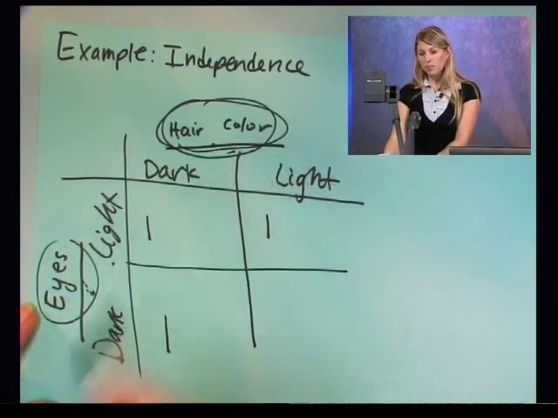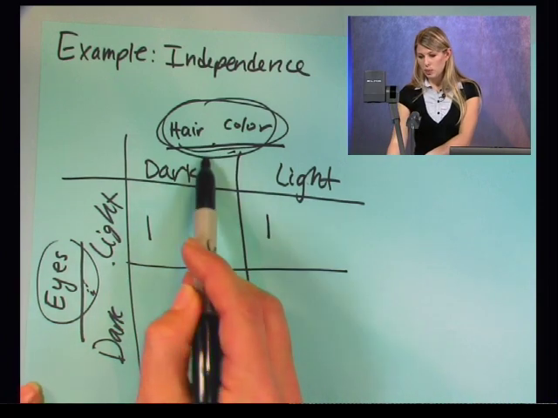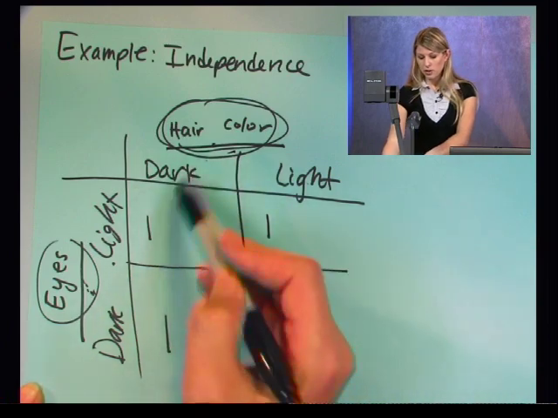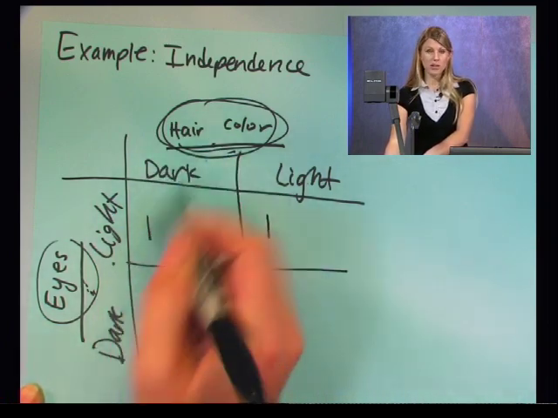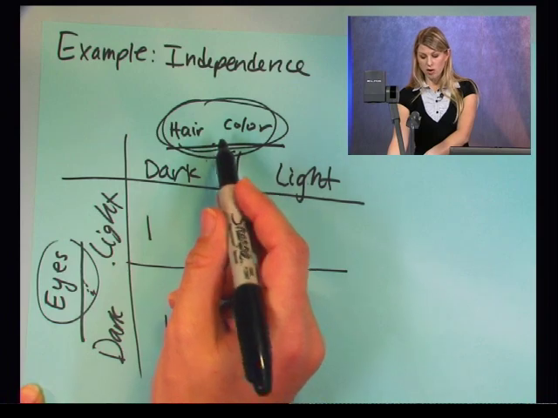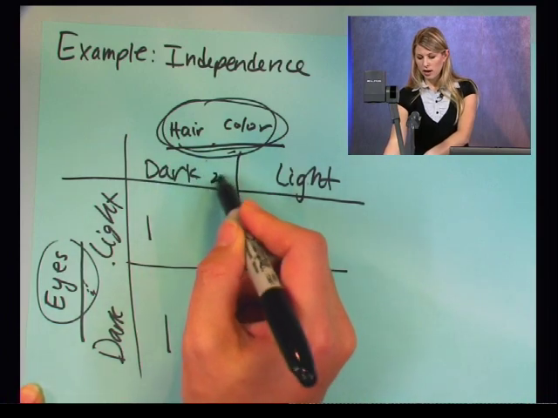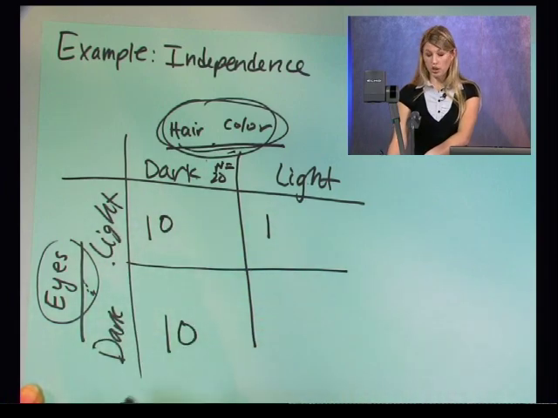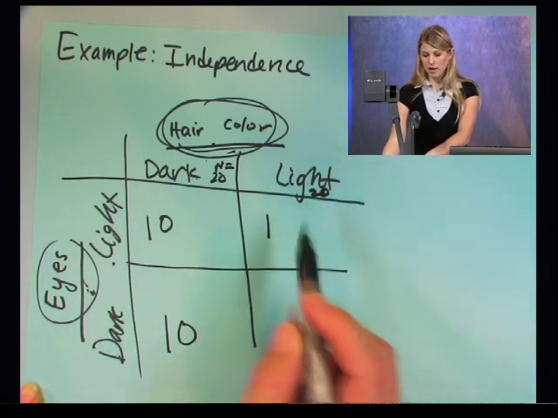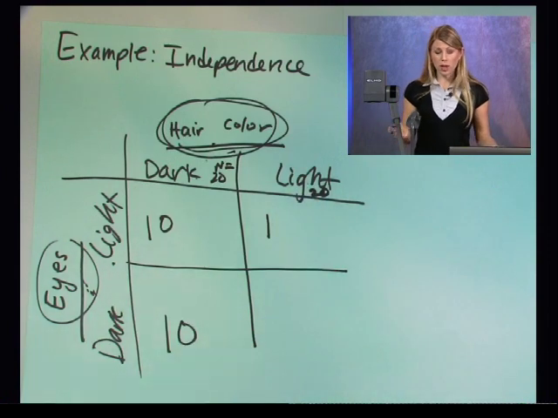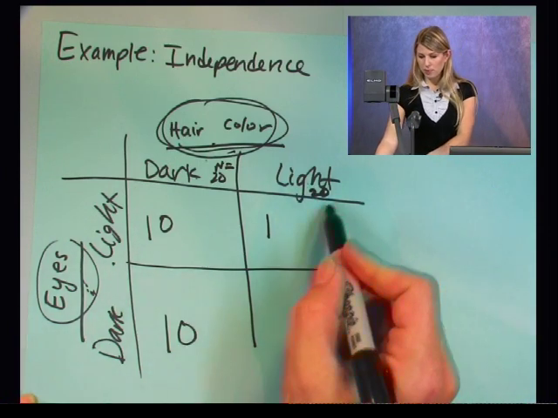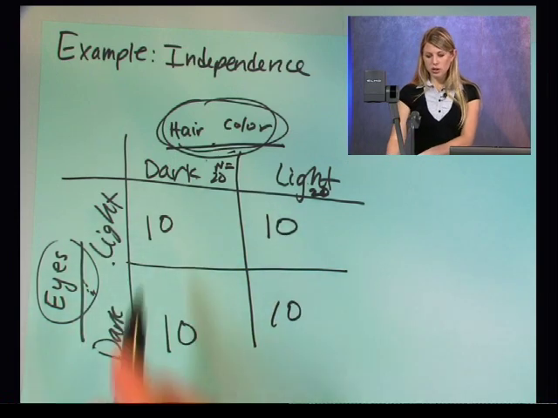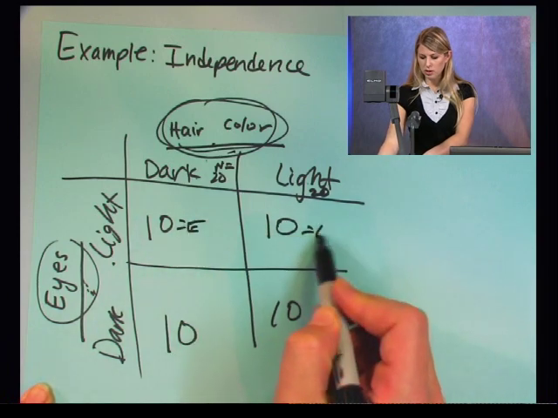And so if they're completely independent, then knowing someone's hair color shouldn't tell you anything about their eye color. So if we have 20 people with dark hair, and eye color is not dependent on hair color, we would expect 10 to have light eyes and 10 to have dark eyes. The same thing with light hair. If hair color doesn't depend on eye color, if we had 20 people here, we'd expect 10 of them to have light eyes and 10 to have dark eyes. So there you can see our expected values.